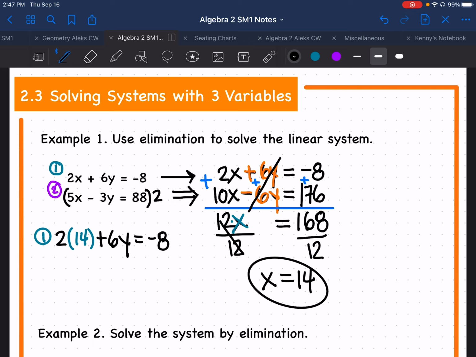There we go. I can go ahead and solve this equation for the variable y. I'm first going to do 2 times 14. That would be 28. Minus 8, there we go. I'm going to go ahead and get rid of my addition by doing subtraction.